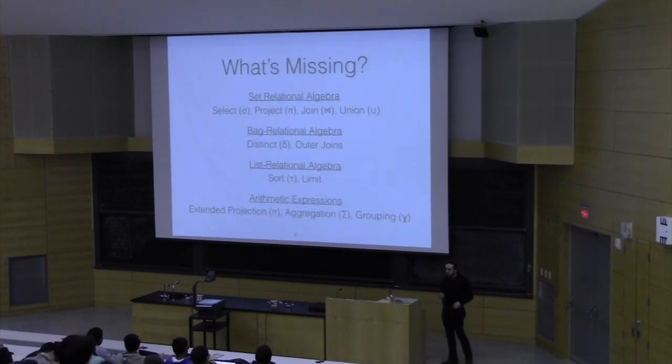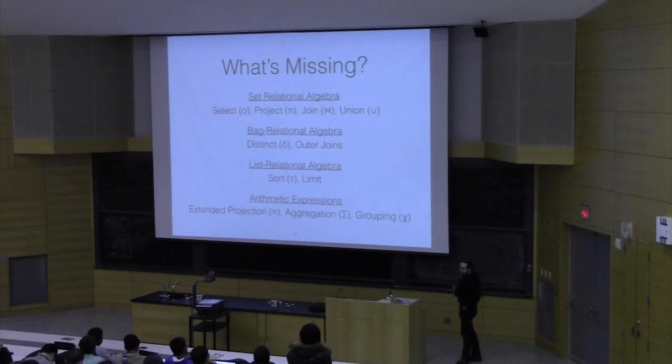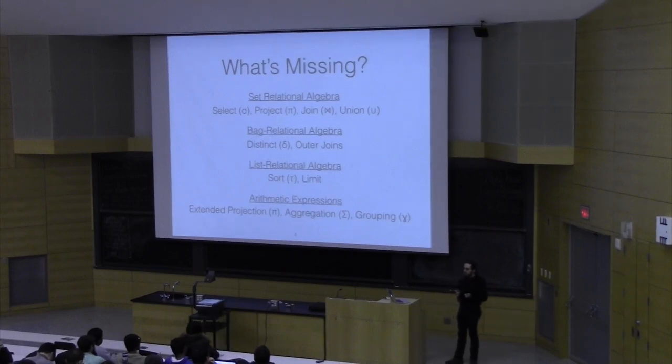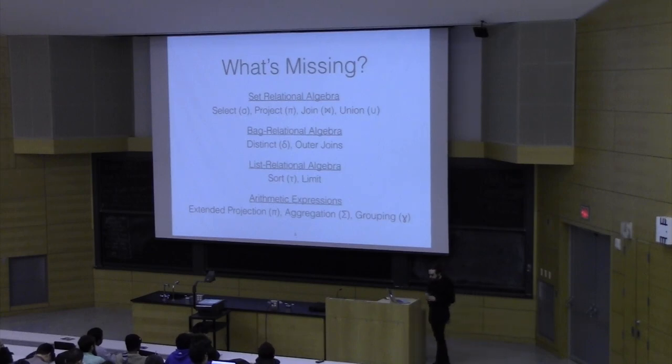And at the end of last lecture, we briefly talked about what might also be needed. So in order to support bag relational algebra, we recognized that we needed some ability to go from bags to sets, namely a distinct operator. And I also mentioned this vague term called outer joins that I didn't really define. I'll get to that this lecture.